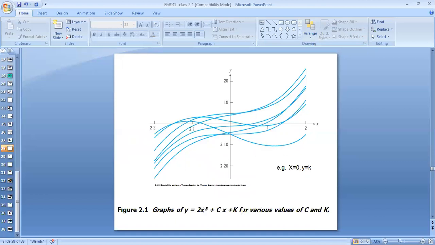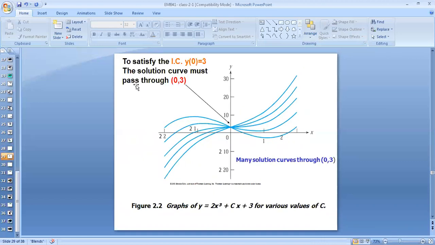If we want to draw the curve of the solution, this will be for x equals 0 and y equals k. For different values of c and k, we get curves like this. This is the integral curve or the solution curve of the previous differential equation. Now to satisfy the initial condition y of 0 equals 3, all this family of curves will pass through the point 0, 3. This is 0, 3, and many solution curves.